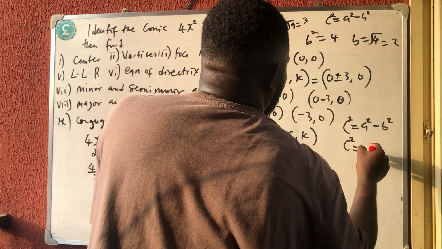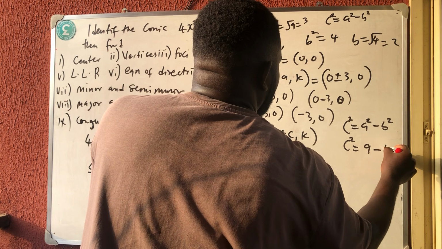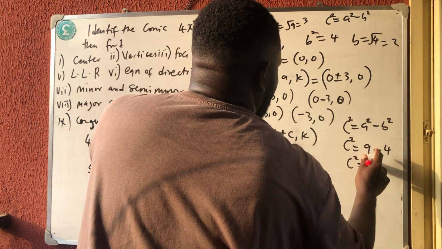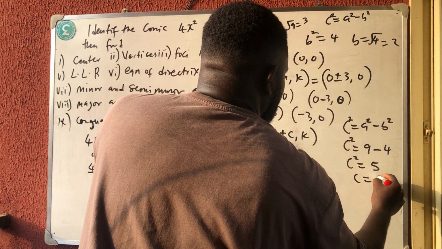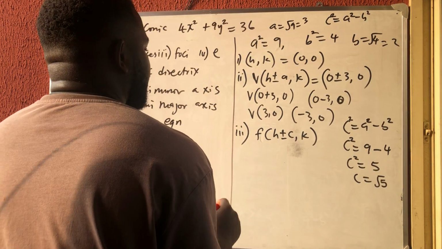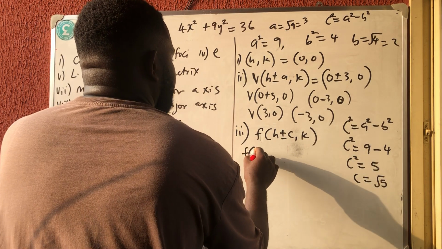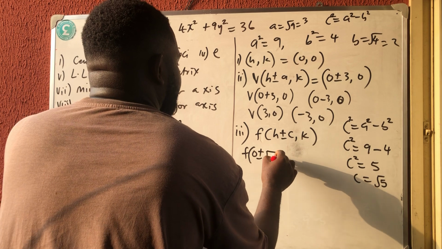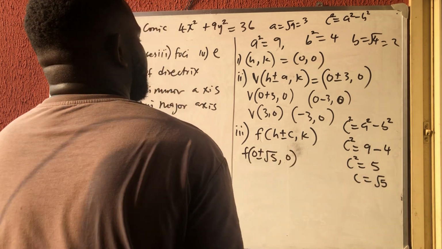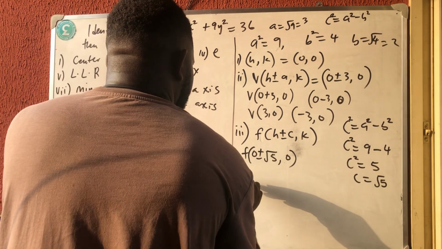So c squared is equal to what? 9 minus 4. So c squared is equal to what? 5. So c is now what? The square root of 5. So that is that. So my foci is now 0 plus or minus root 5 comma 0. So that is that. You can separate it by yourself.